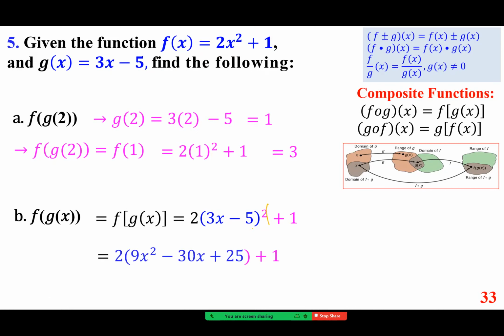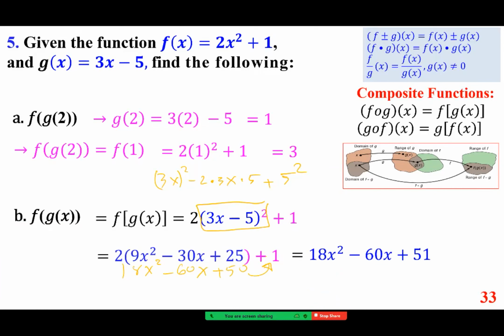Okay, so this is 3x squared minus 2 times 3x times 5 plus 5 squared, and that's what we have. Now you distribute the 2, you get 18x squared minus 60x plus 50, and with 1 becomes 51, and that's the final answer.